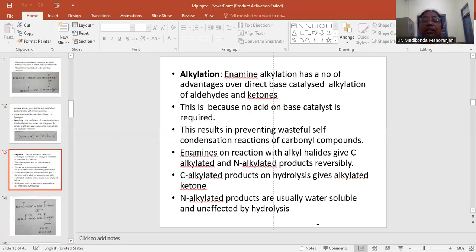Now let us see alkylation. Enamine alkylation has a number of advantages over direct base catalyzed alkylation of aldehydes and ketones. This is because no acid or base catalyst is required. This prevents wasteful self-condensation reactions of carbonyl compounds. Enamines on reaction with alkyl halides give C-alkylated and N-alkylated products reversibly. C-alkylated products on hydrolysis give the alkylated ketone, and N-alkylated products are usually water-soluble and unaffected by hydrolysis.